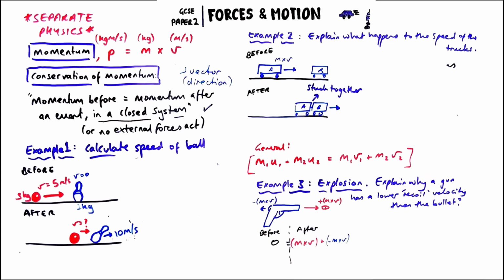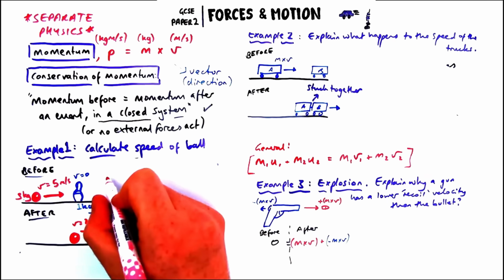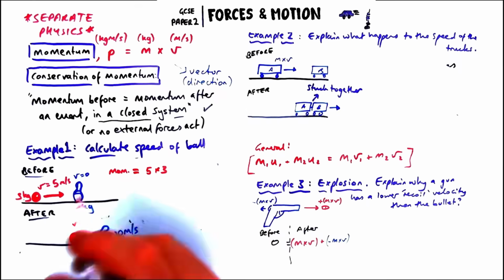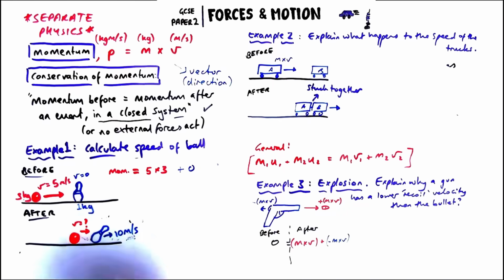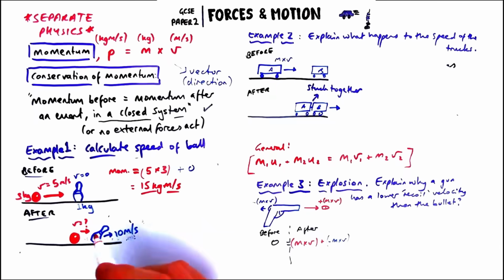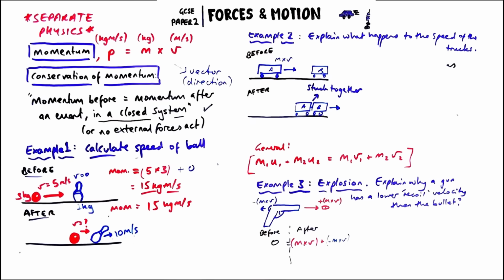In this case, the speed of the ball is 5 meters per second and it has a mass of 3 kilograms. The velocity of the pin is nothing, so we can actually ignore that first term. So therefore, the total momentum before the impact is just 5 times 3, which gives me 15 kilogram meters per second. After the impact, both the ball and the pin are moving, so it makes it a bit trickier.